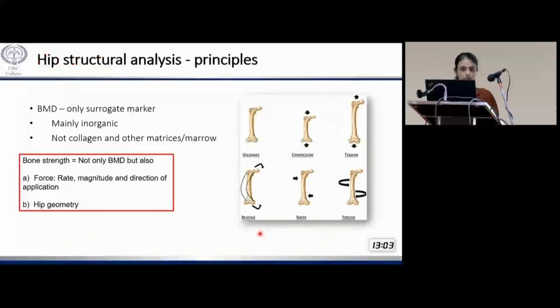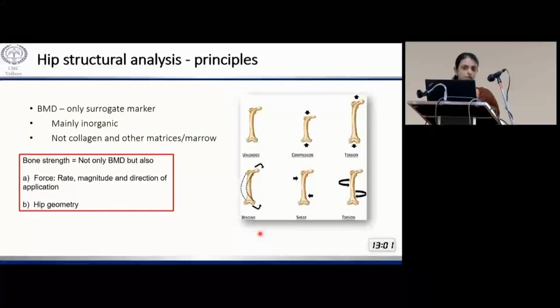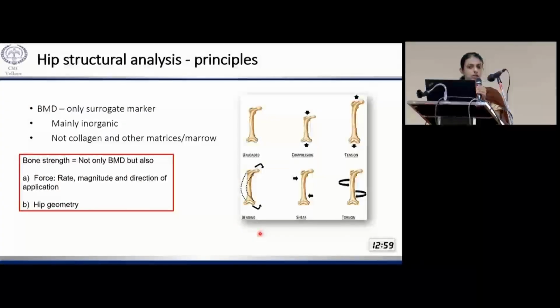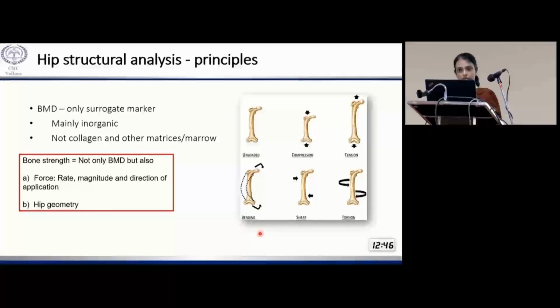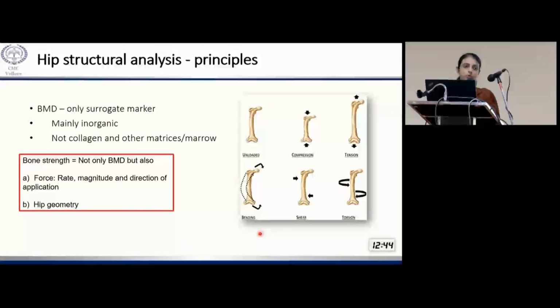Another aspect not very well known is the hip structural analysis. The background for this is that BMD is only a surrogate marker which looks at the inorganic content of the bone; the collagen, the bone matrix proteins, which also contribute to bone strength, are not accounted for.